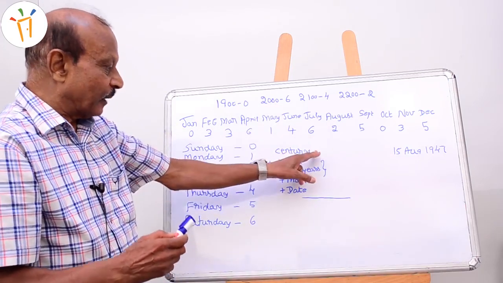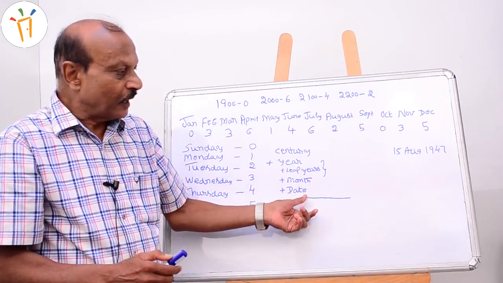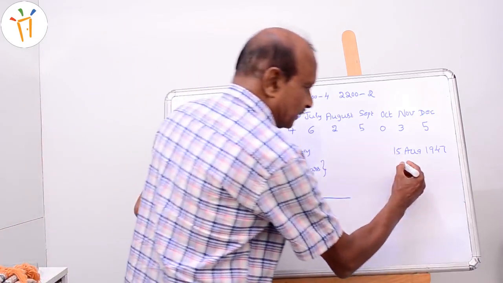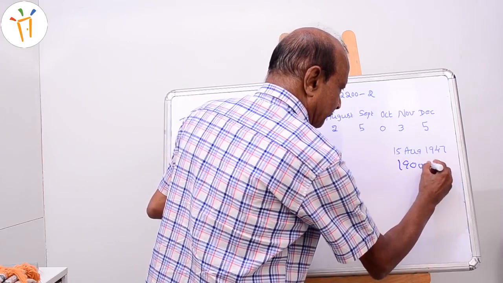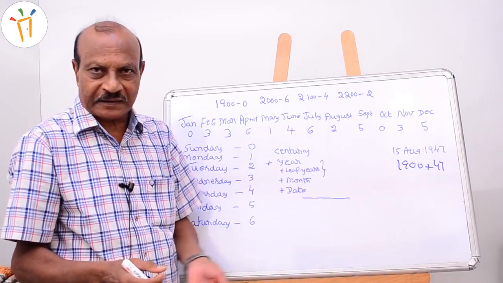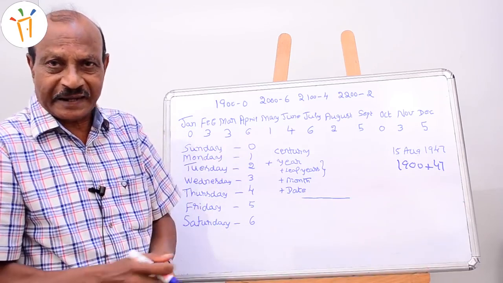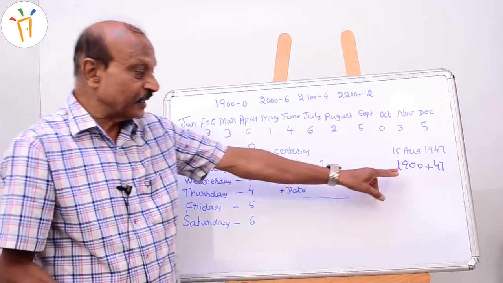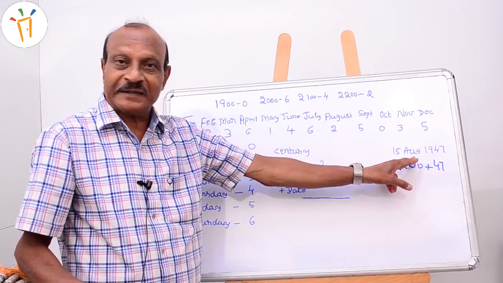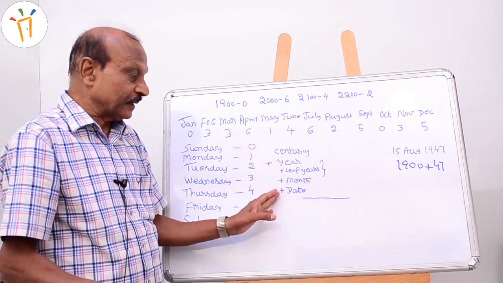I have written here a formula: century, plus year, plus number of leap years, plus month, plus date. How to calculate? Here I have written 15th August 1947. You write this 1947 as 1900 plus 47. We can write it like that, no difference. 2018 can be written as 2000 plus 18. Why have I written like this? This 1900 represents the century, this 47 represents the year, August represents the month, and 15th represents the date. So that is the formula for our calculation.